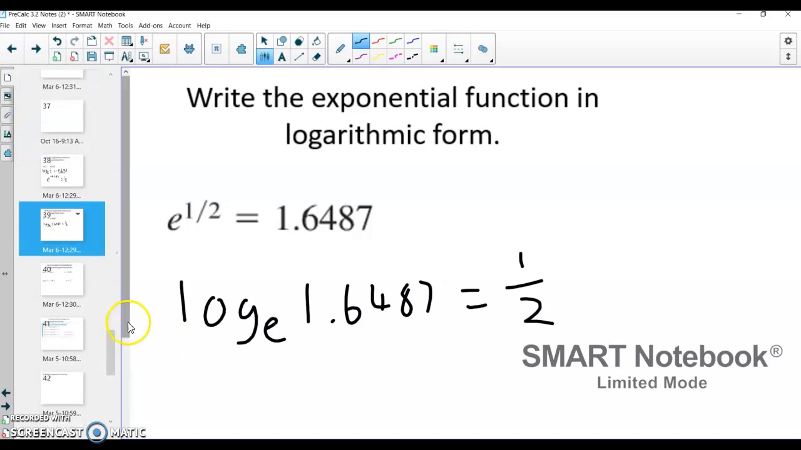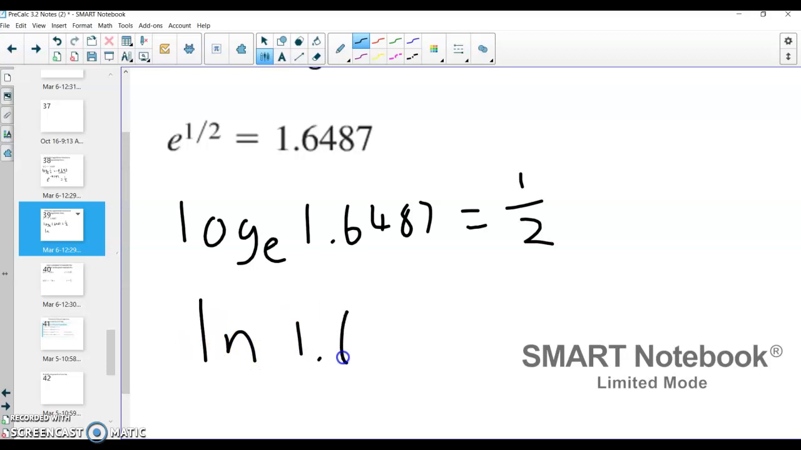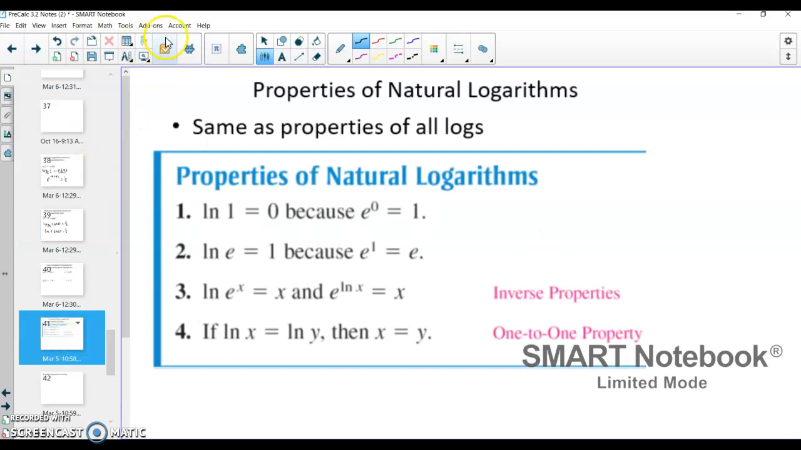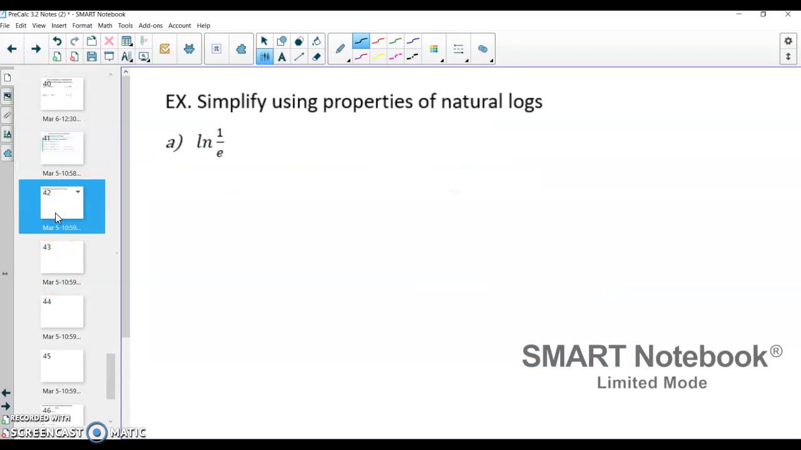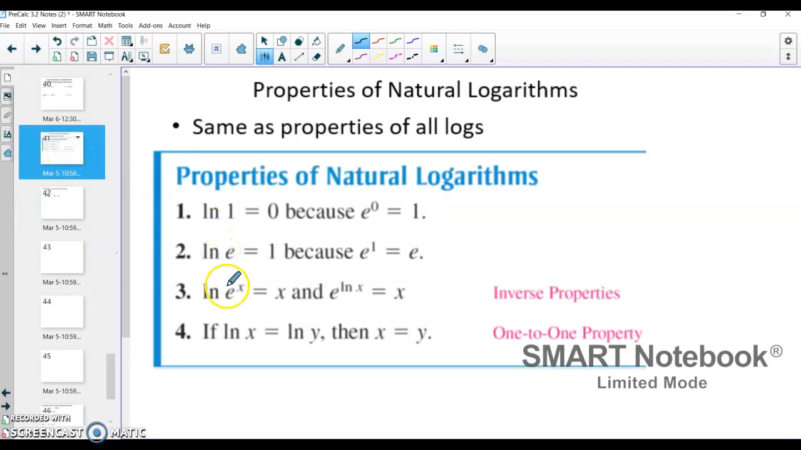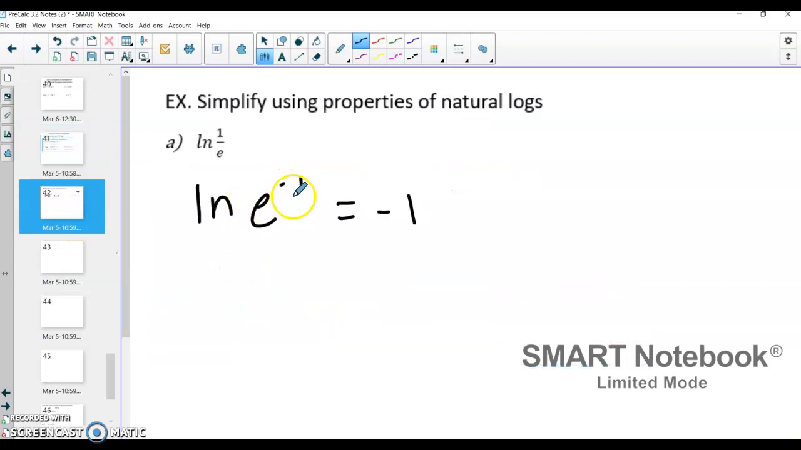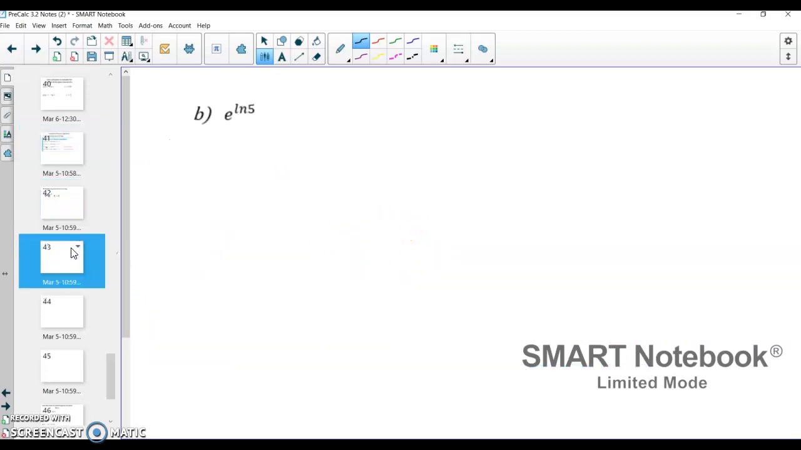Or another way to write it, instead of using log base e, you could have said ln of 1.6487 equals 1/2. You can see these properties of the natural log are the same as the properties of the logarithms, except we use e. And so to see some of those, we have this here. This would be the same thing as ln of e to the -1. And since it's ln and e, this just becomes -1. That's using this rule here: ln of e to the x equals x. In this case, ln of e to the -1, my x is -1, so it equals that -1.